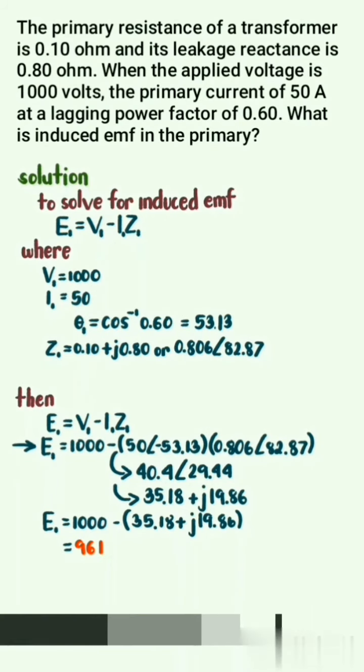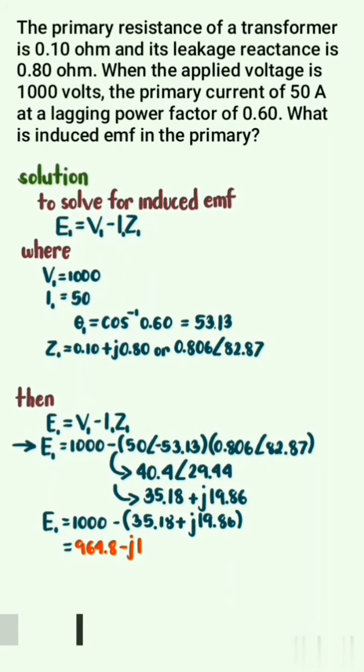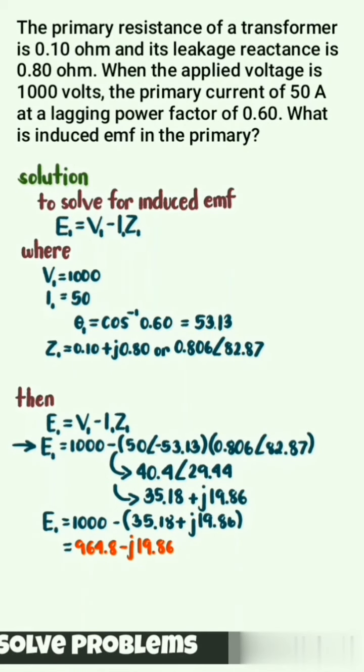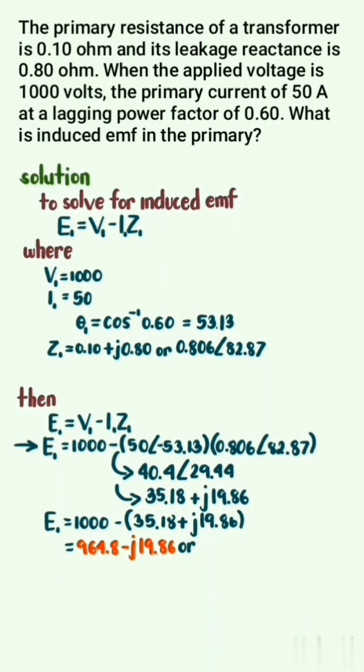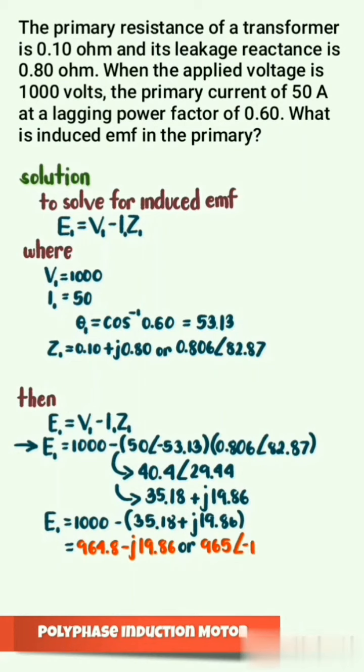That is equal to 964.8 minus j19.86. We can have the value of 965, angle of negative 1.18 degrees volts. So that's the induced EMF in the primary.